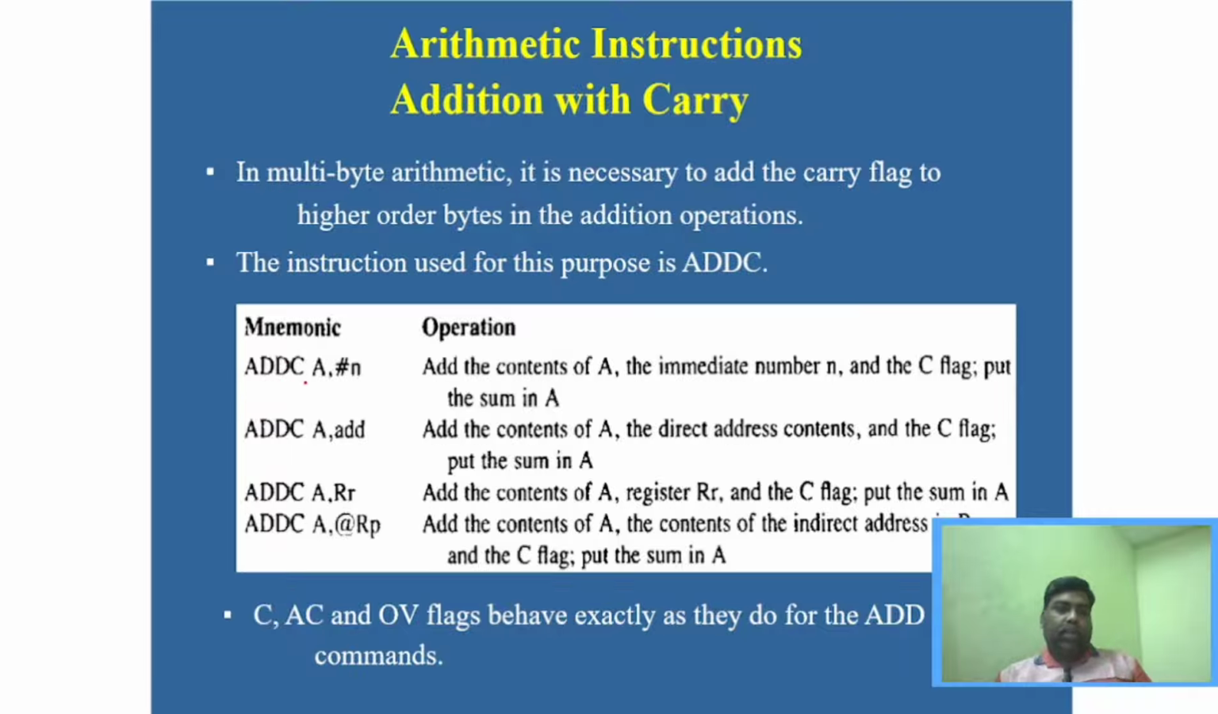Before that instruction, without C, we just added A and N and placed the result in A. Now we have to add A, N, as well as C. Similarly here, we add A, the address content, as well as C. Similarly, the content in RR and A, as well as C. It is the same instruction, and all we have to do here is involve the carry flag.